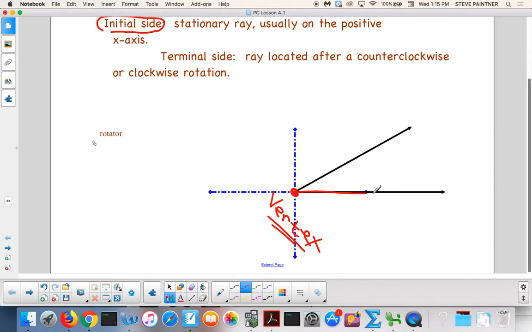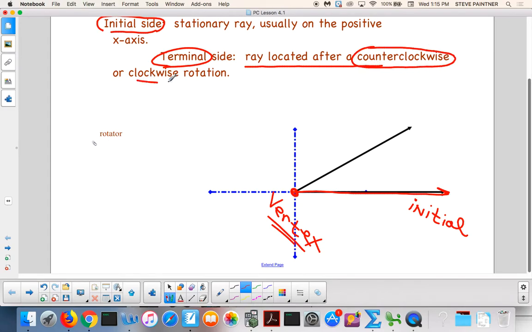So I would call this the what? The initial ray. This is the one we're not going to move. The one we're going to move is the other ray. We call it the terminal side or the terminal ray. Okay? The ray located after a what kind of move? Counterclockwise or clockwise rotation. So if I go this way, oh, by the way, this would be considered what ray? Terminal. This is the one where you move it and then you stop somewhere.